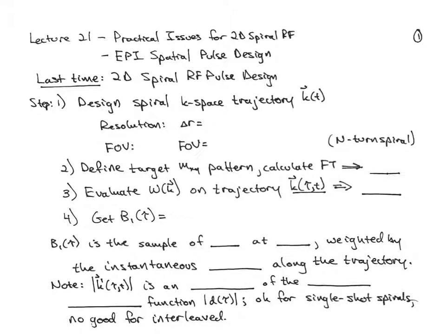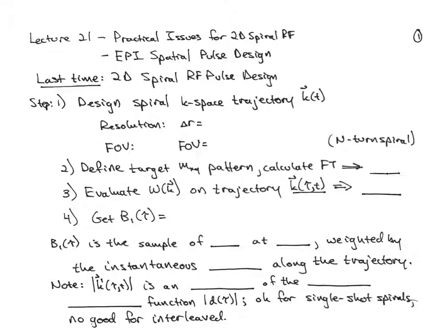In this lecture, we'll be talking about practical issues for 2D spiral RF pulses, and then we'll talk about how to design echoplanar pulses that are spatially selective in 2 dimensions. So as a refresher, in the last lecture we talked about 2D spiral RF pulse design. And we defined a few steps.